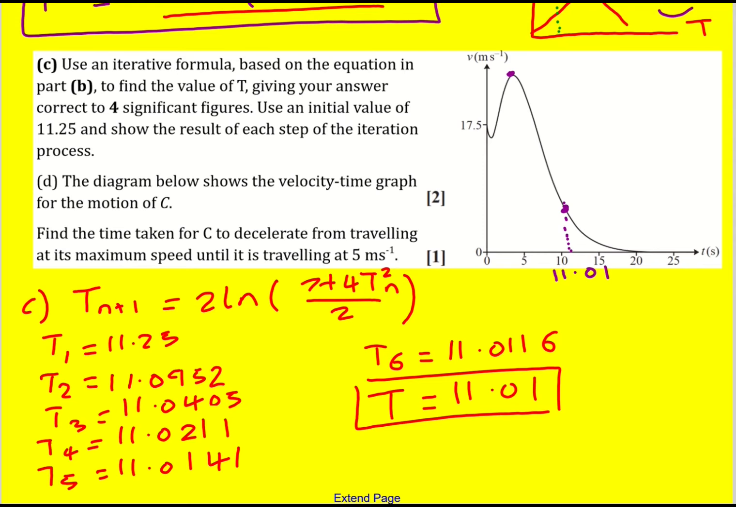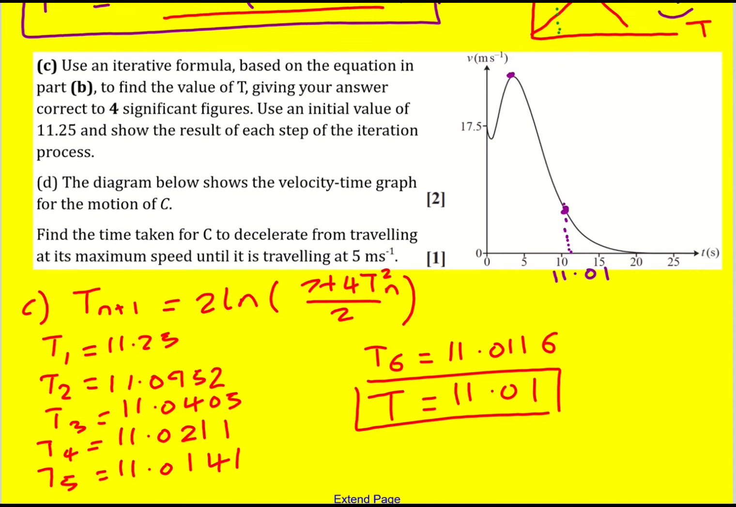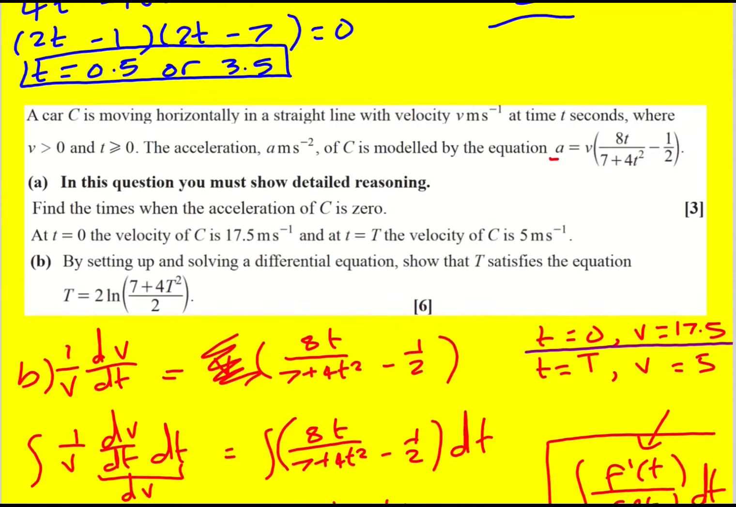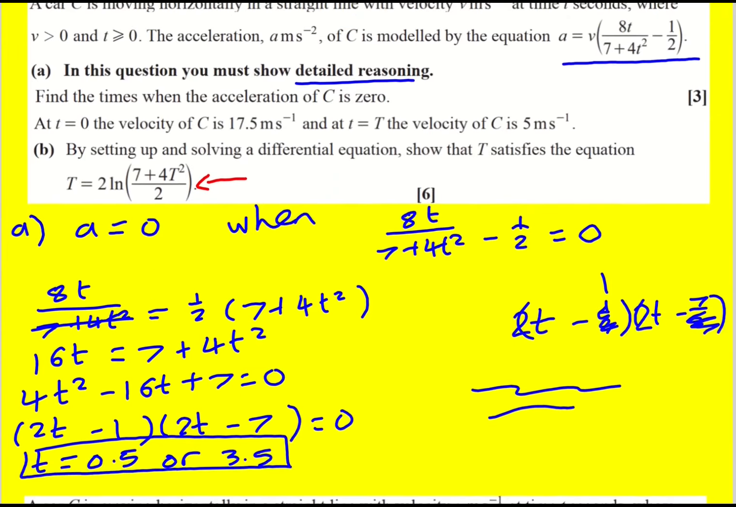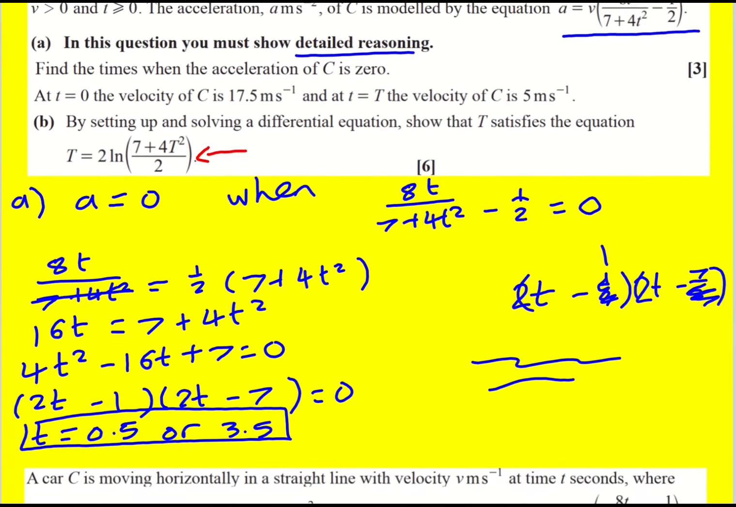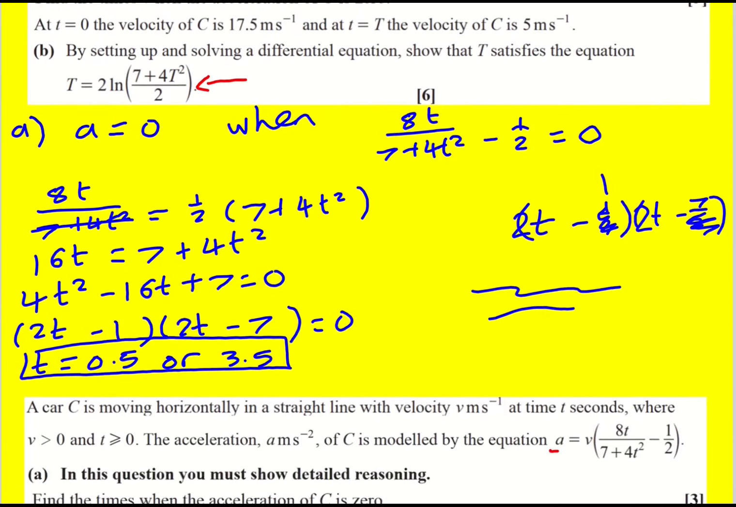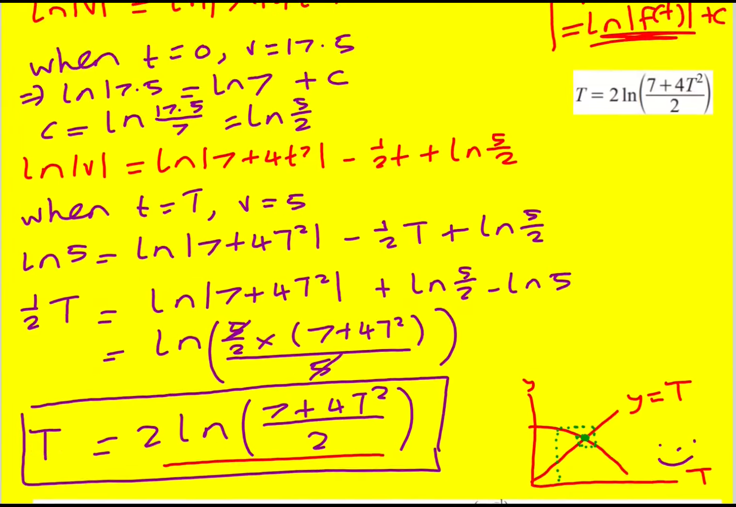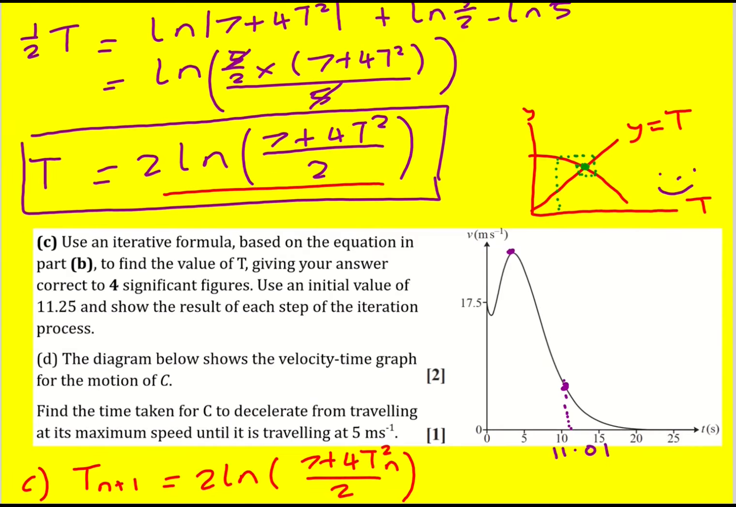Okay, so it's asking us for when it was traveling at its maximum speed. That's actually when the acceleration is 0, which is what we did in part A. We found out that the acceleration was 0, or dv by dt was 0. That gives us a maximum for the velocity time graph when t is 0.5 or 3.5. So 2 different values, but you can see there's a minimum here. That is going to be the 0.5, the lowest one. The maximum is then going to occur at 3.5.